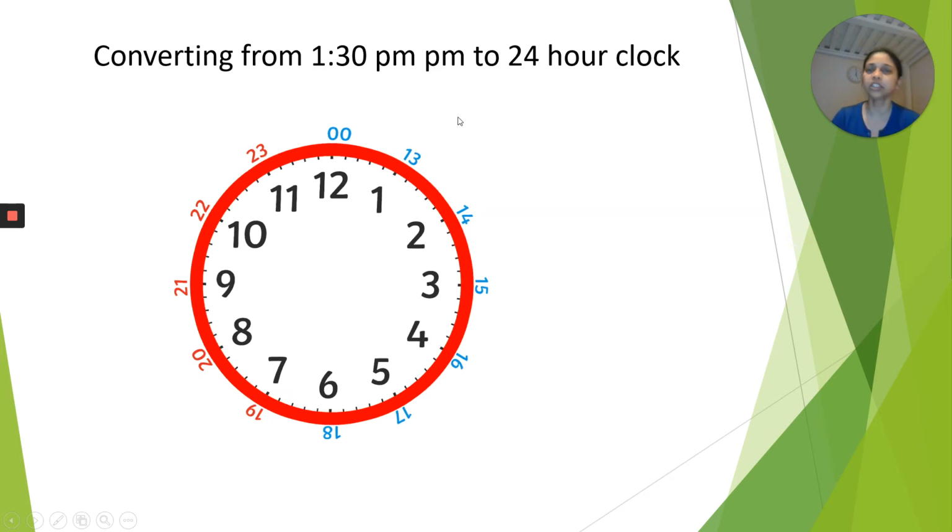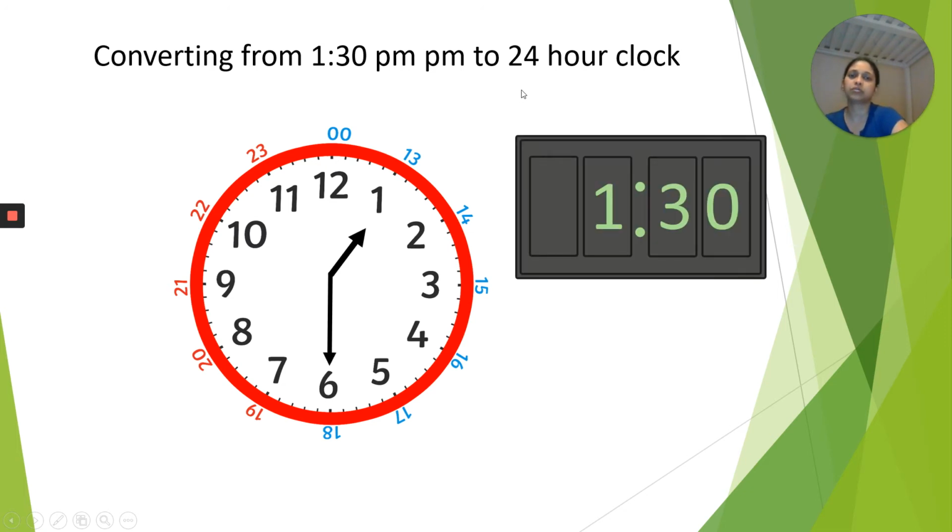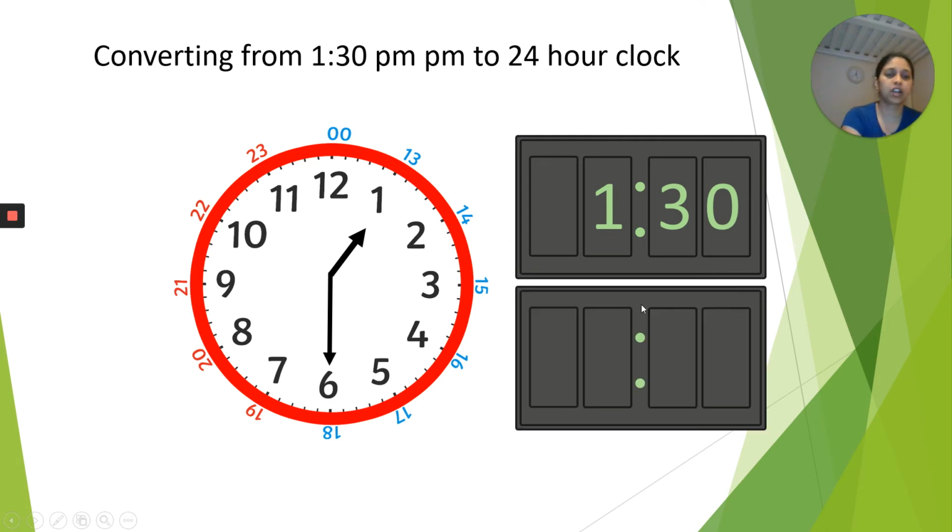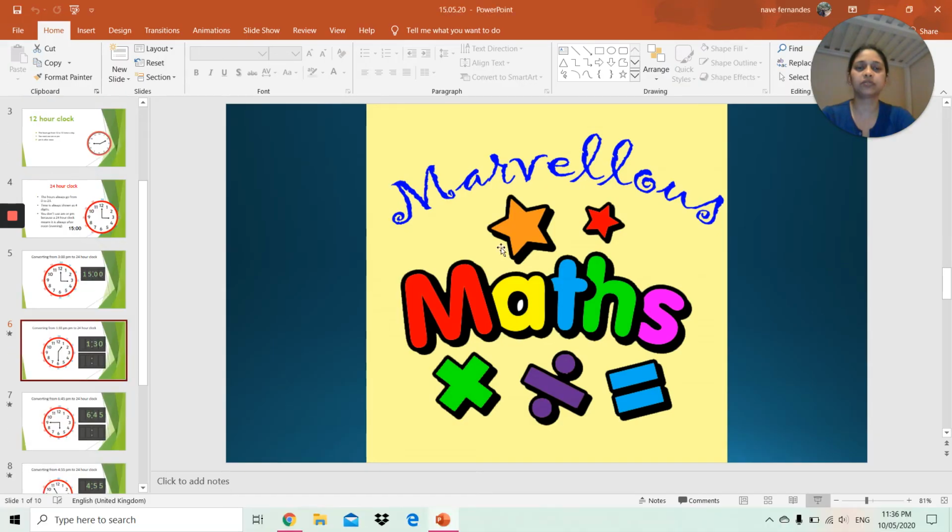Next one, to convert your 12-hour clock into your 24-hour clock. Your 12-hour clock shows 1:30. How would you convert it into your 24-hour clock? This is your 12-hour clock, which is 1:30. So we do our hours first. Let me do that one for you.